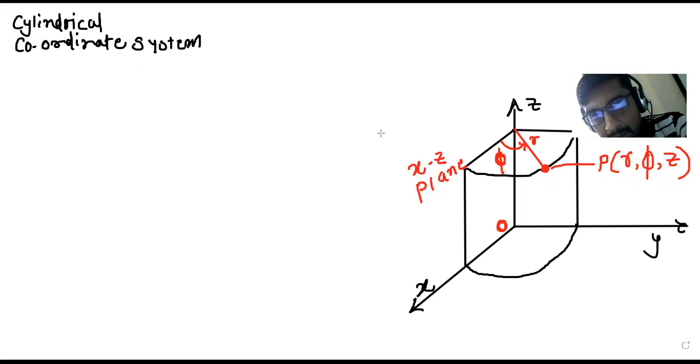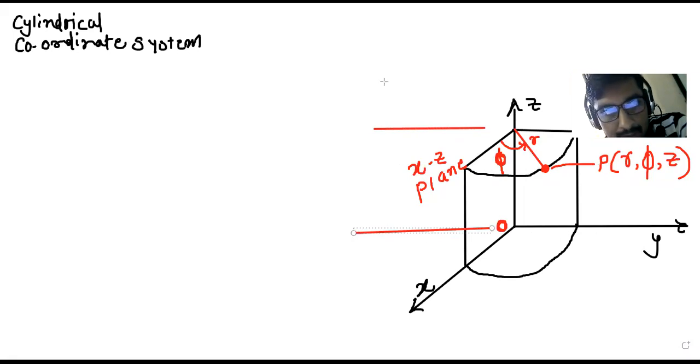No, sir. Okay. Then the last parameter remaining here is Z. So this is your Z. Z is nothing but the height of that point from the zero or ground plane, right? So this is nothing but Z.